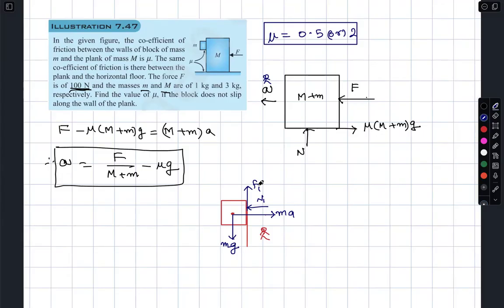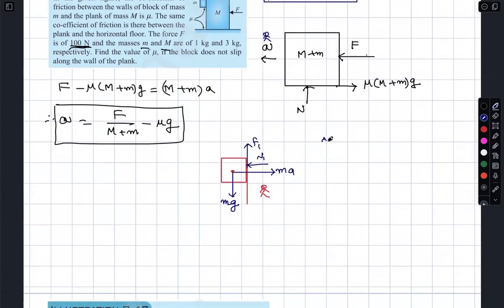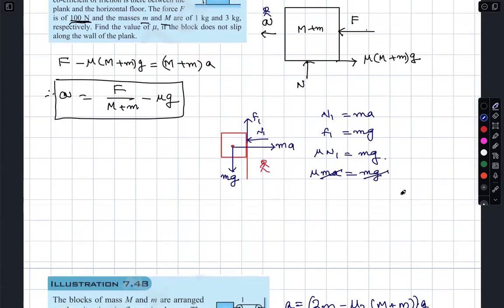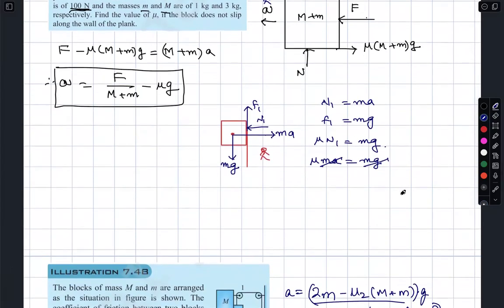Pseudo force. Now in this case clearly N1 is equal to MA and F1 is equal to mg. What is F1? Mu N1 is equal to mg. Mu MA is equal to mg. Correct? Okay. Now clearly mu A is ... 2.